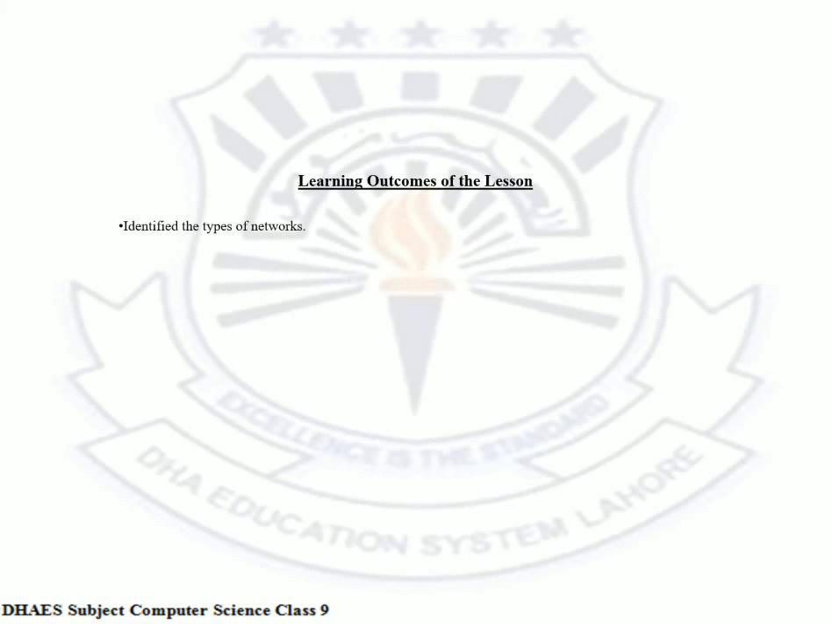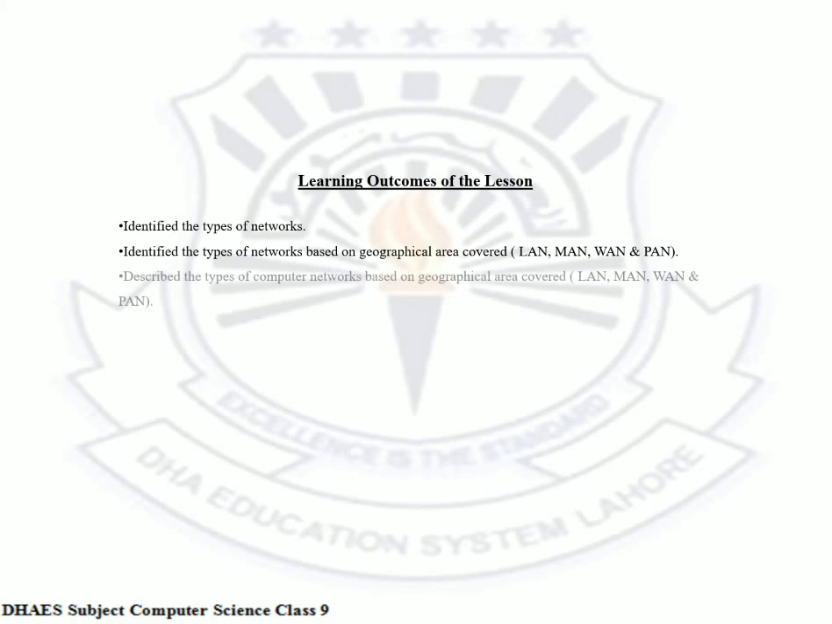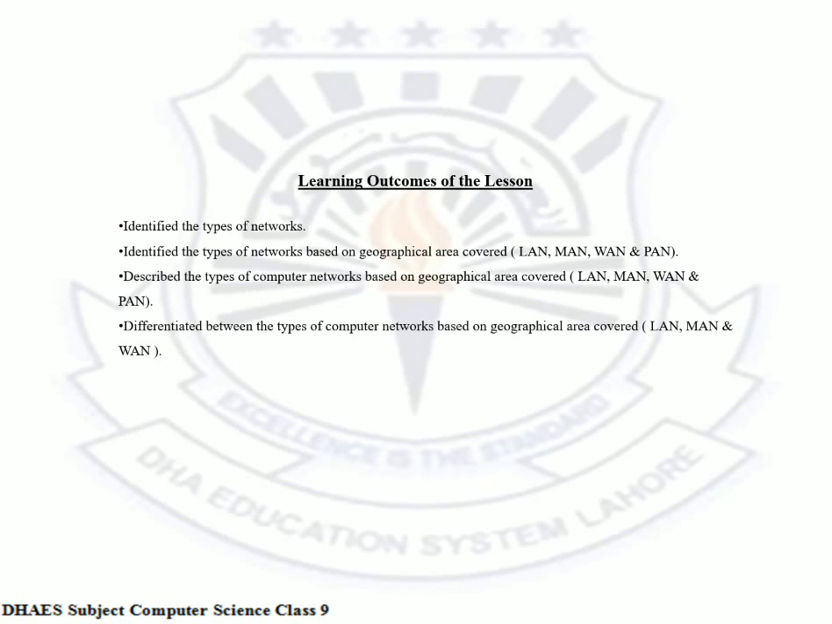Learning outcomes of this lesson are: we identified the types of networks. We identified the types of networks based on geographical area covered. We described the types of computer networks based on geographical area covered and differentiated between the types of computer networks based on geographical area covered.